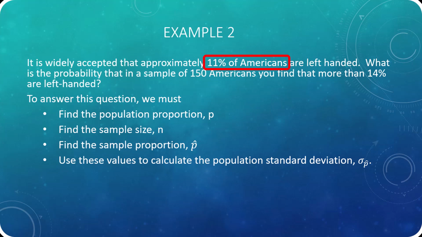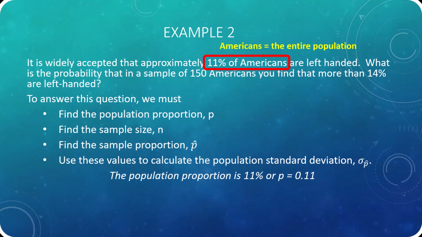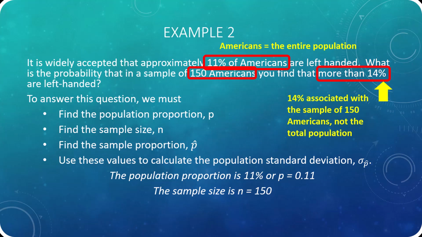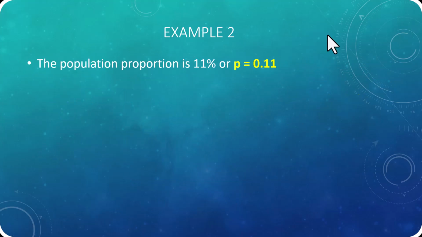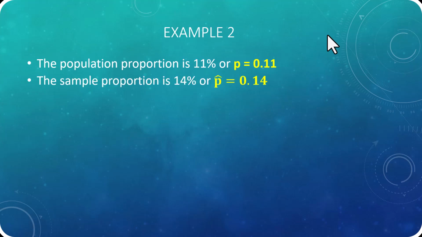So what is our population proportion? Well, it's 11%, right? 11% of Americans are left-handed. Okay. Then we have to figure out what is our sample size. Well, our sample size is 150. Then we have to figure out, well, what's our sample proportion? Well, our sample proportion is 14%. And again, it's associated with our sample size, not with the overall population. So let's summarize our information. So the population proportion is 11%, or 0.11. The sample proportion is 14%, or 0.14. The sample size is 150.